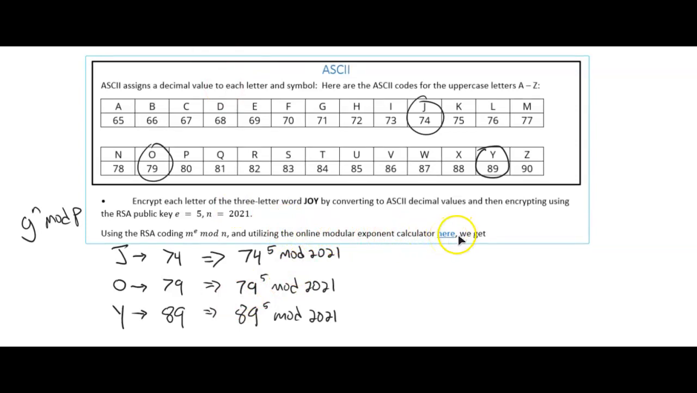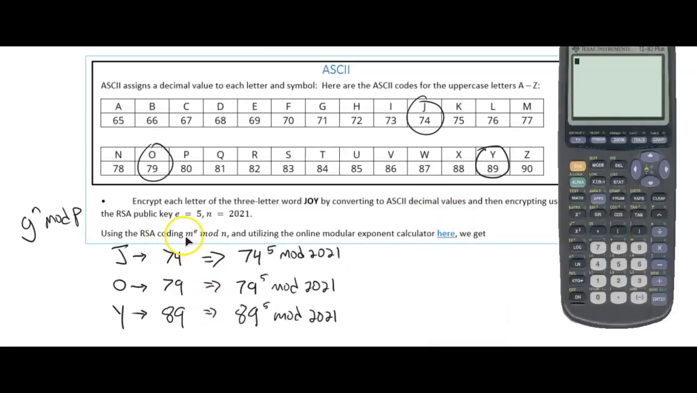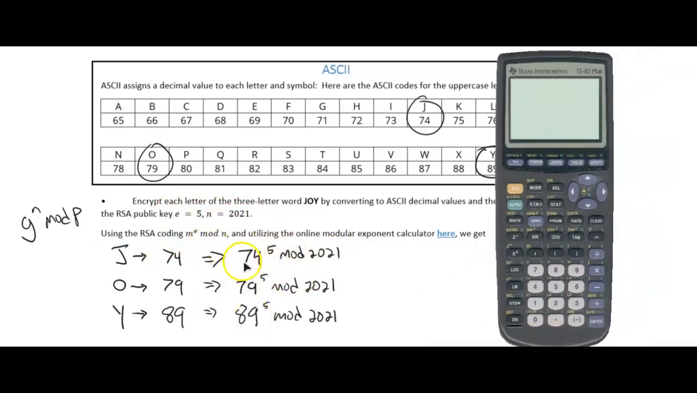This link isn't active because I just screen printed it, but the one in the notes is. However, you don't need to do that because I was careful in setting up the E and N and D so that these numbers aren't too large. So we could actually work this out. First off, 74 is smaller than the 2021, so our exponent rule would not help. So we just go directly 74 to the 5th.